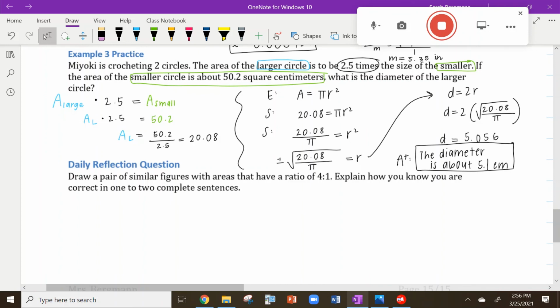Now the reflection question for today. I want you to try to see if you can draw a pair of similar figures with areas that have a ratio of 4 to 1. Explain how you know that you are correct in 1 to 2 complete sentences.